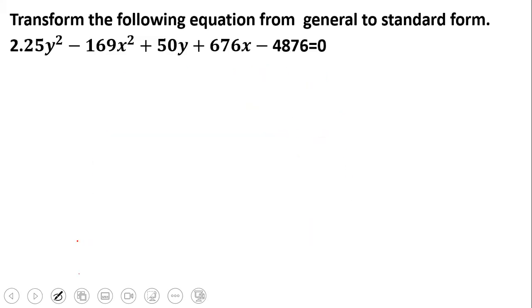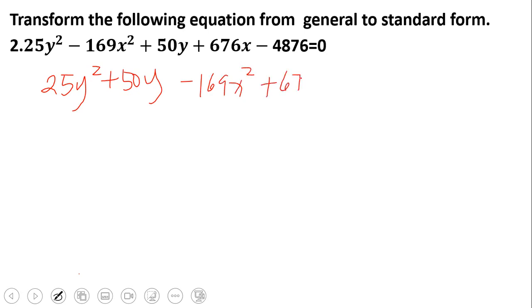Next. So this time, let's transform into the standard form. So let's combine all y's and all x's. So you have 25y squared plus 50y minus 169x squared plus 676x. Then we're going to transpose 4,876 on the right side.